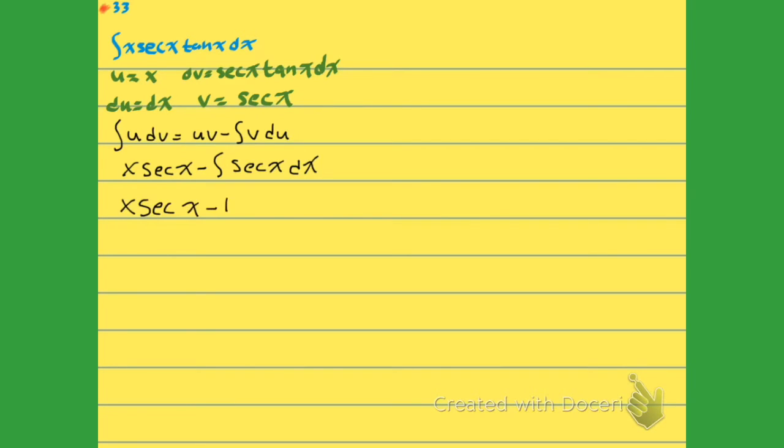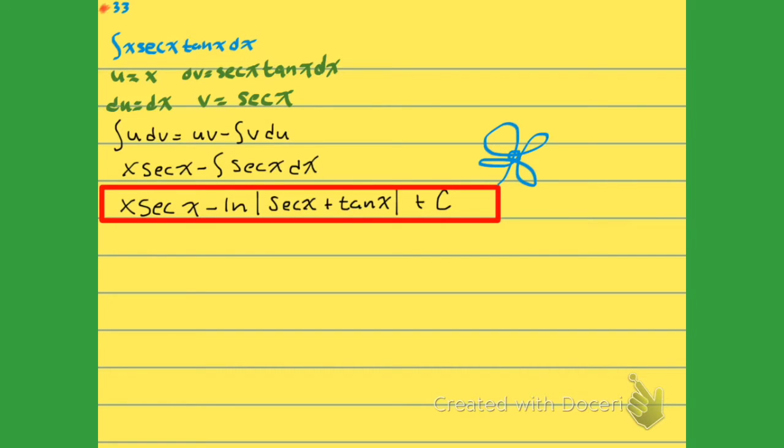So then that's x secant x minus the natural log of the absolute value of the secant of x plus tangent of x plus c. We're done. It's all over but the box and flower. Now some of you guys are saying, wait a second. How did you get the integral of secant to be that?